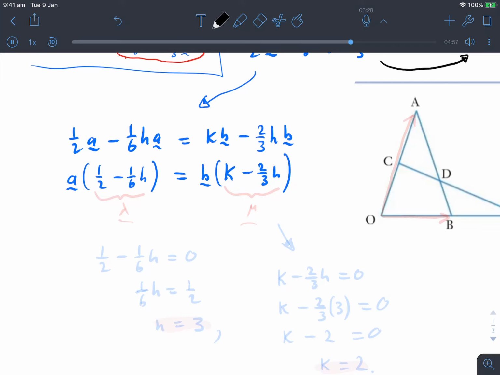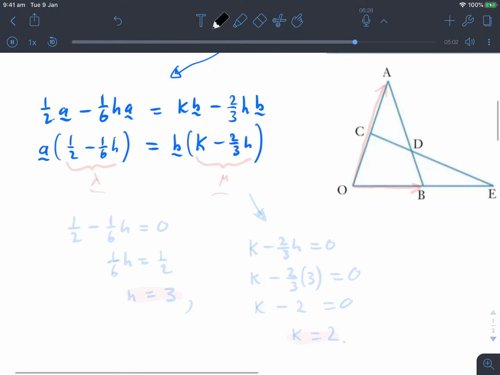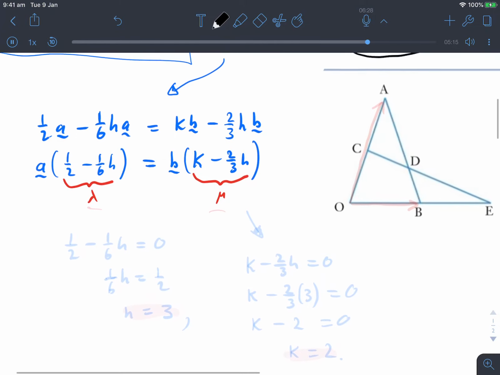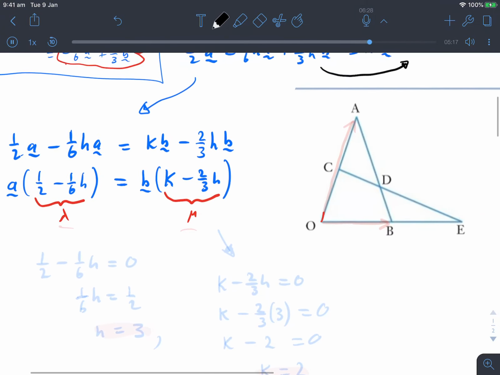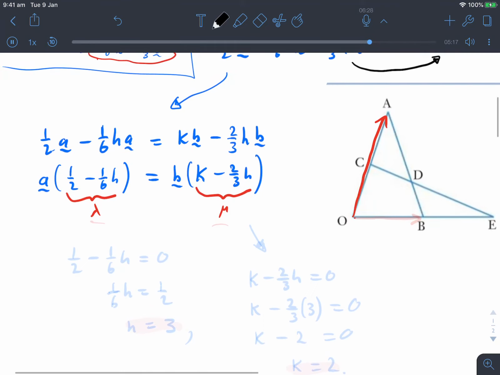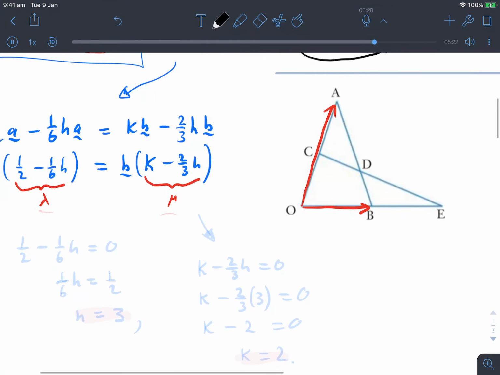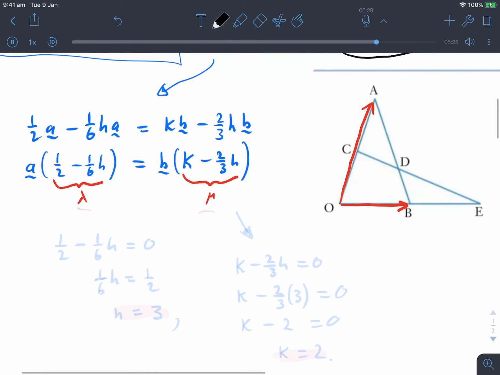And now we can see that we've got vector A times some scalar multiple. Let's call that lambda. This part here is a scalar multiple in itself, we might call it lambda. This one here we might call mu. Now, because we do know that vector A and vector B, there's vector A going that direction, vector B is over here, are clearly non-parallel vectors, these two scalars, lambda and mu, must both be equal to 0.